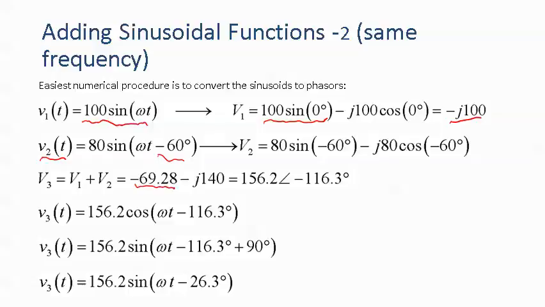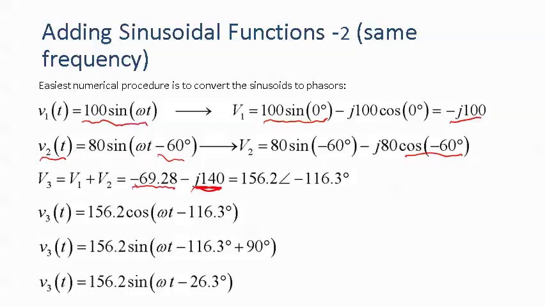And then the imaginary part of V2 would be minus j80 times the cosine of minus 60 degrees, and the cosine of minus 60 degrees is 1/2, a positive 1/2, and so we already have a minus j, so half of 80 would be 40, and add this to the minus j100, and the combined parts are a real part of minus 69.28, or call it minus 69.3. The imaginary part totals up as minus j100.